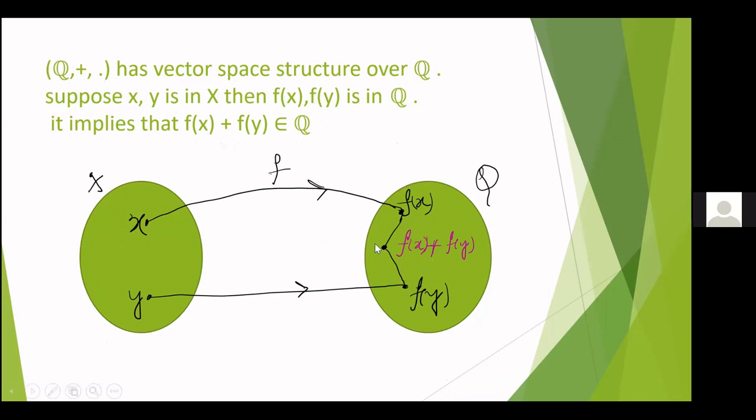We already saw that. Now I take any 2 points in capital X, that is small x and small y. Since there is a bijection, I will definitely get an image of x in Q, here it is Fx. And similarly, I will get an image of y in Q, that is Fy. You see that Fx and Fy both belong to Q, and Q is a vector space. So definitely Fx plus Fy also belongs to Q, right?